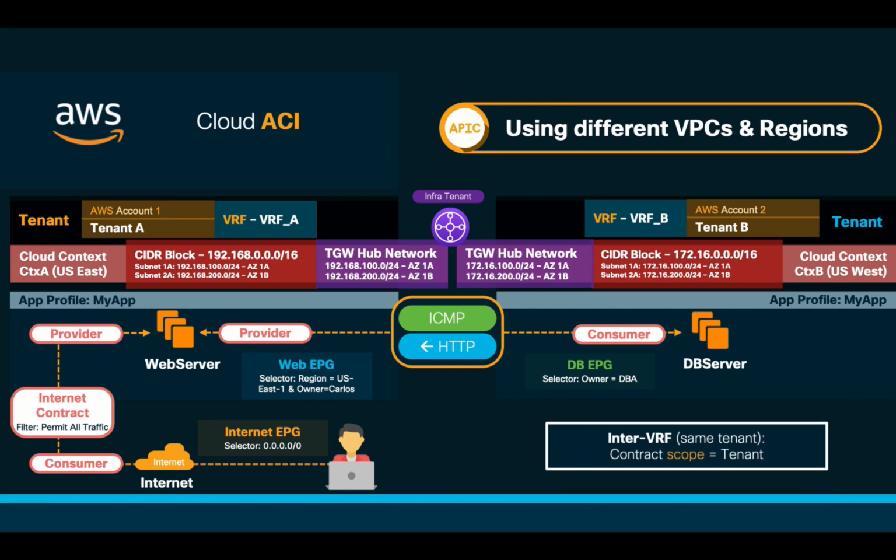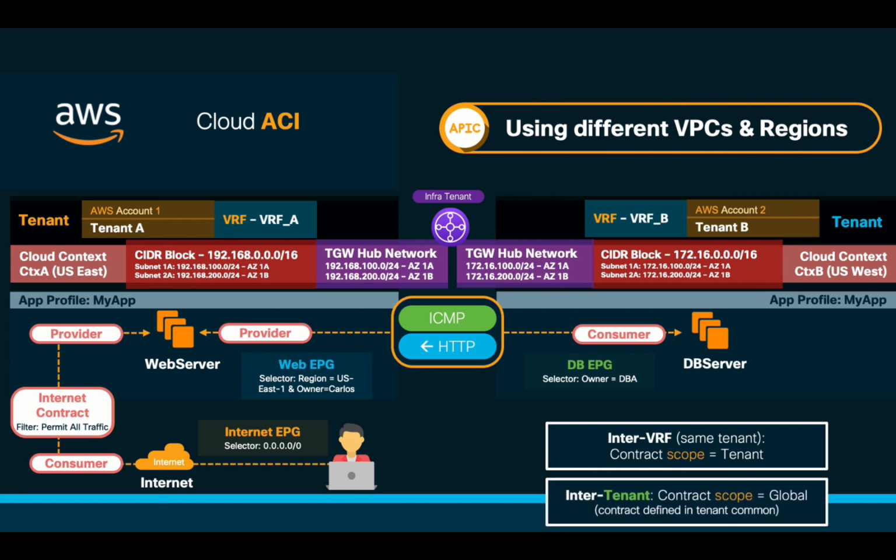If you need a single tenant and multiple VRFs, a tenant scoped contract should do. However, if you want to communicate different tenants, just build your contract in the common tenant and define its scope to be global. The rest stays pretty much the same and will also be fully automated for you.